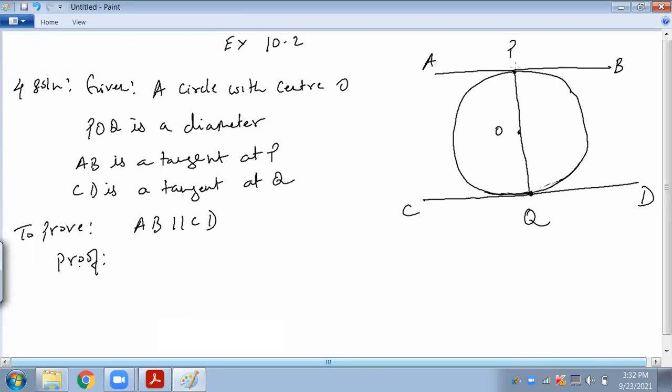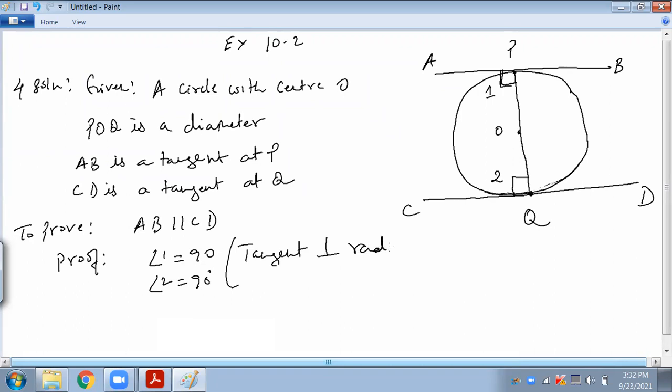Okay, first thing. POQ is a diameter and AB is a tangent. So OP is the radius at P, and we have a tangent at P. So this angle will be 90. Angle 1 will be 90. In the same way, OQ is a radius and CD is a tangent. So angle 2 also will be 90. So we'll write that. Angle 1 equal to 90. Angle 2 equal to 90. Why? Tangent is perpendicular to radius. Okay, mark it 1 and 2.